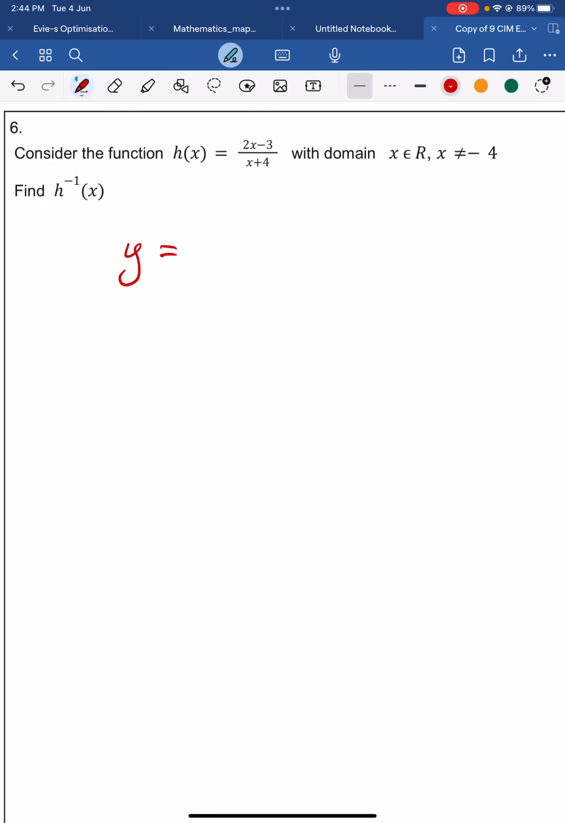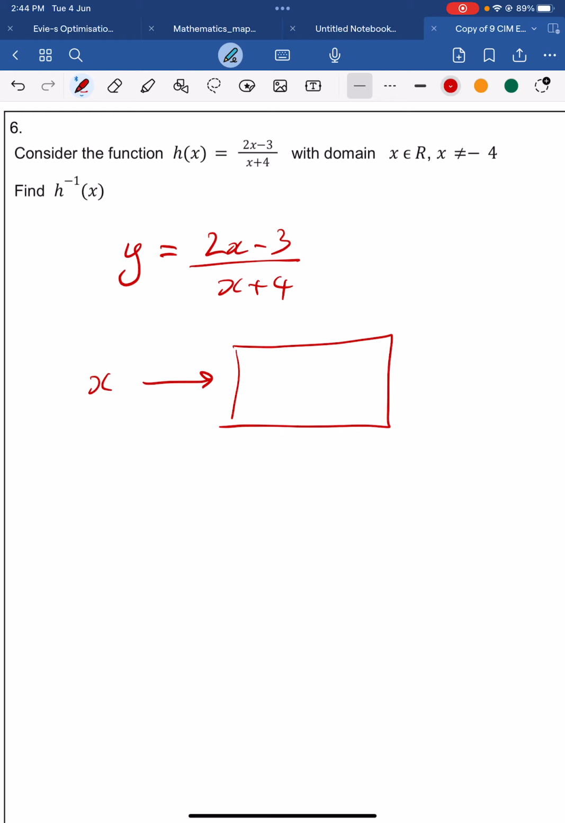So go ahead and write it as y equals (2x minus 3) over (x plus 4). This lets you take an x input and do something with it, do the h function to it, and out will come a y value. And so now we're trying to work backwards. So we're going to know what to do to the y to get back to the x.